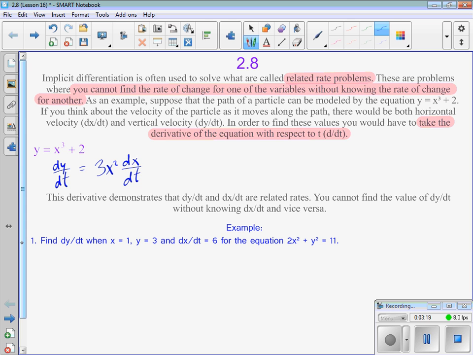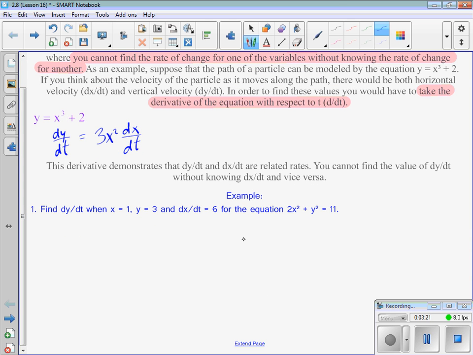So let's try an example where we're given something to plug in here. So first thing we want to do, same idea as what we did up here, find dy dt. So first I want to take the derivative of this. And then I'm given x is 1, I'm given y is 3, and I'm given dx dt is 6. So after I take the derivative, you plug these in. So plug in after taking the derivative. Yep, after taking the derivative though, okay?